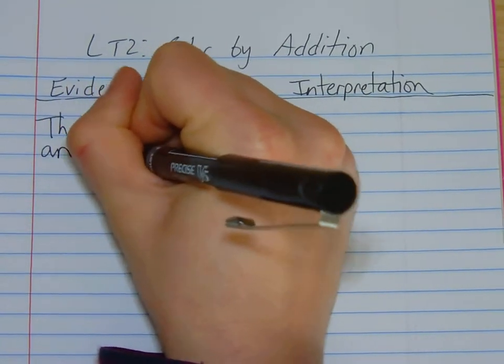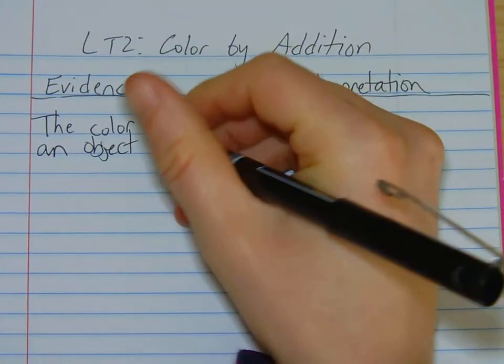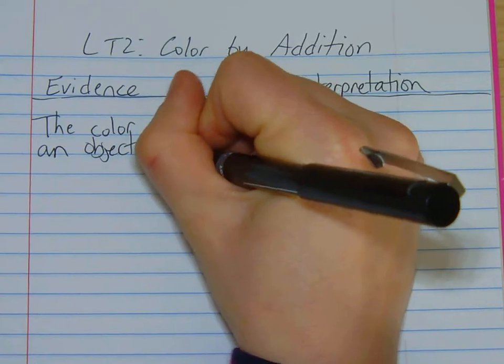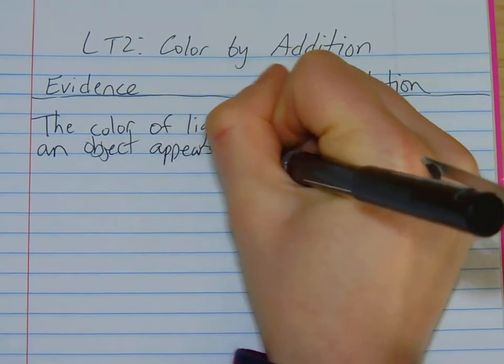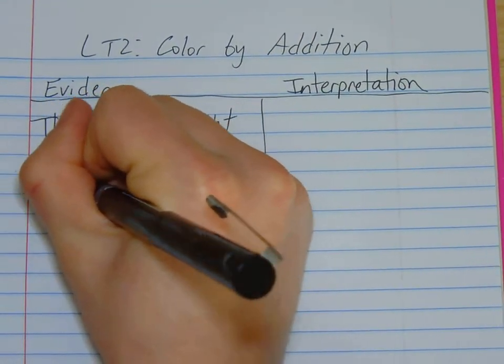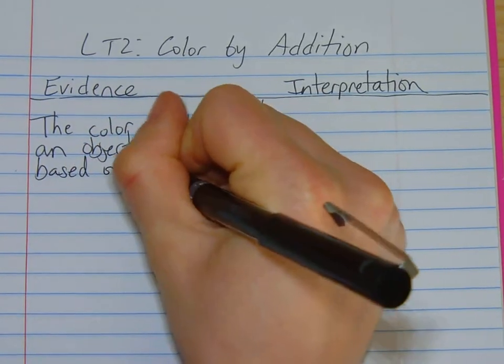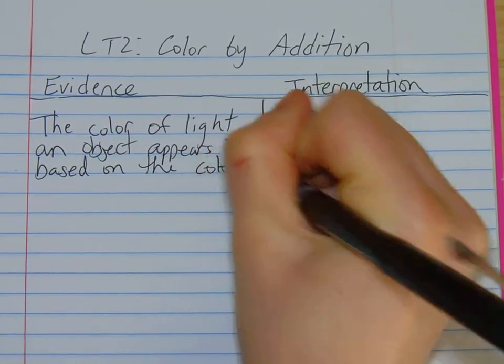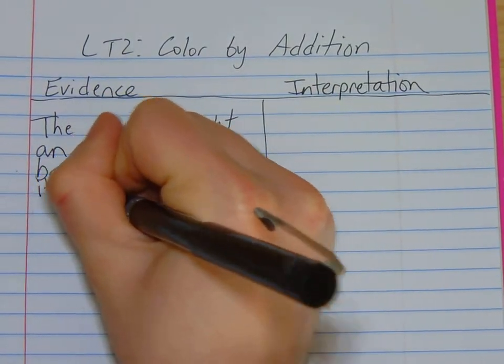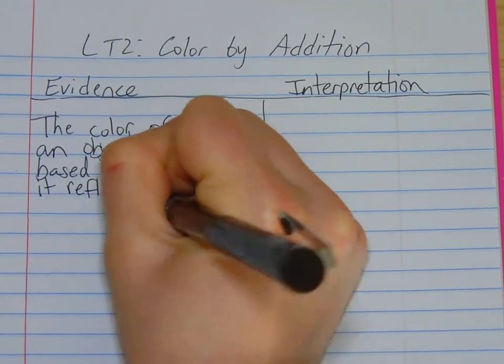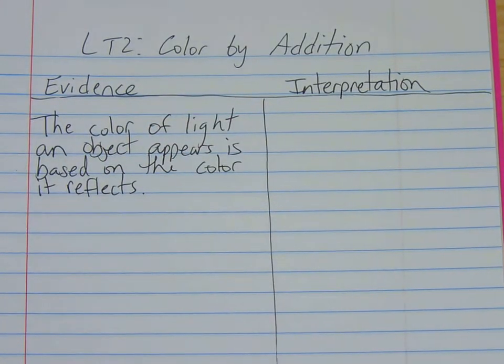All right, so the color of light and object appears is based on the color it reflects. We only see what gets reflected. That is a huge, huge theme in this unit.